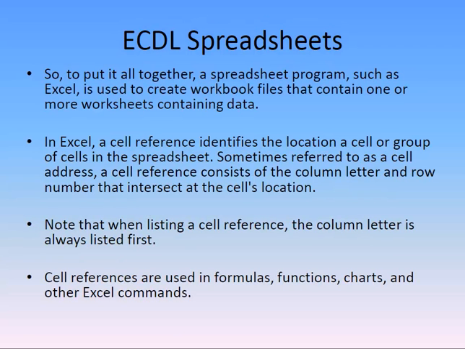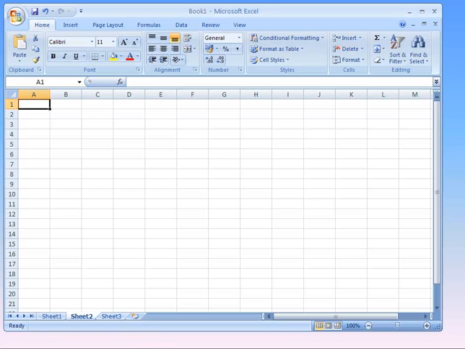So, to put it all together, a spreadsheet program such as Excel is used to create workbook files that contain one or more worksheets containing data. In Excel, a cell reference identifies the location of a cell or a group of cells in a spreadsheet. Sometimes referred to as a cell address, a cell reference consists of the column letter and the row number that intersect at the cell's location. That's actually a very interesting point. Let's go back to our table again.